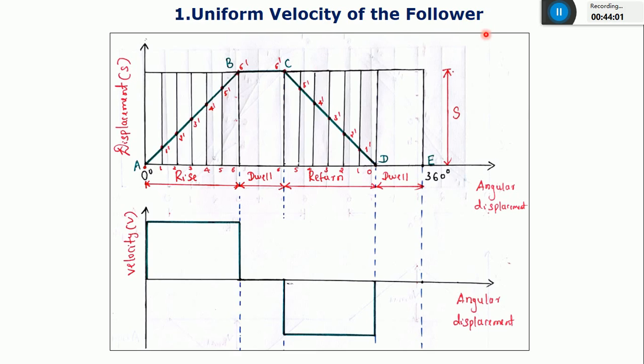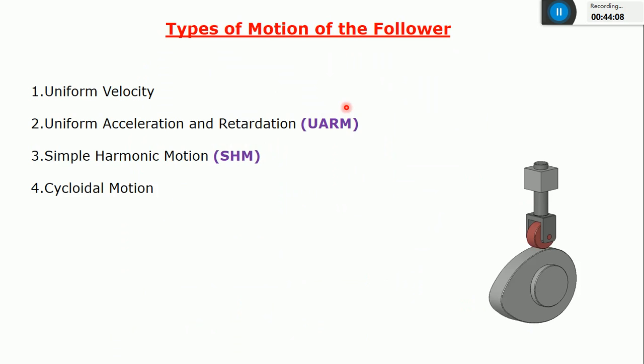And remember, the keyword is the type of follower motion. The first one is uniform velocity follower, this one. I'm not worrying about this cam because it always has a uniform speed. What about this follower? Sometimes it may have a uniform velocity, sometimes a uniform acceleration and retardation motion. Sometimes the kind of motion the follower has is simple harmonic, and the last one is cycloid.